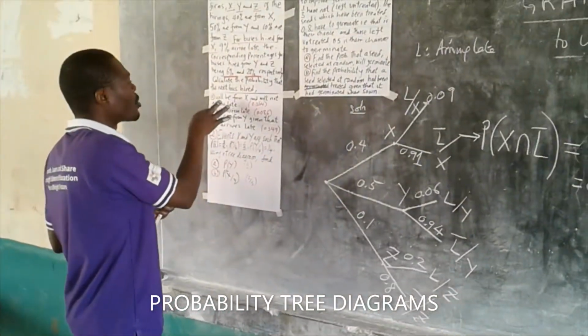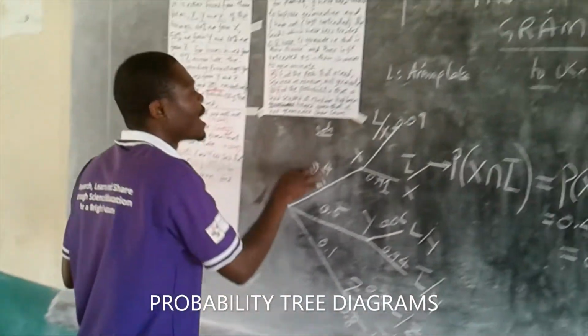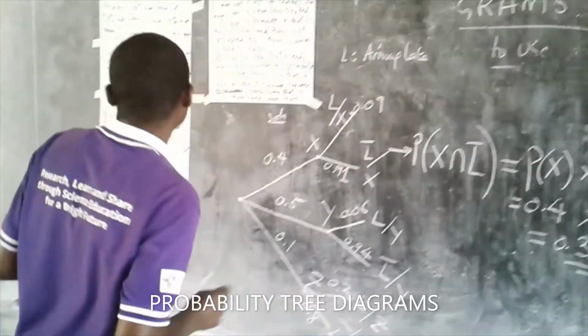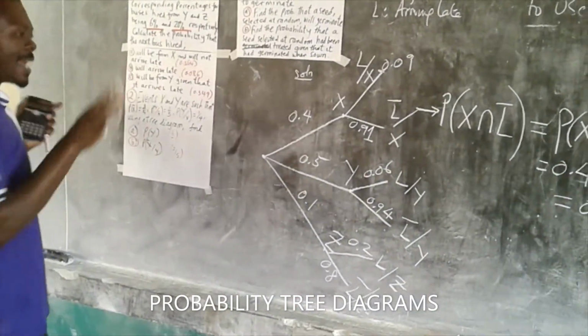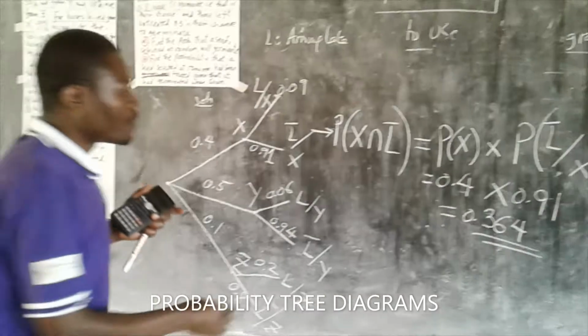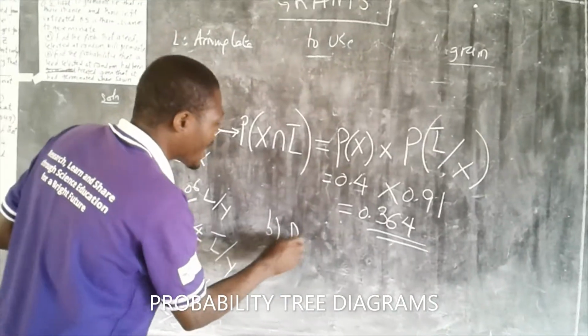If it was the probability that it will be from X and will arrive late, we would have followed this other branch, where the bus will arrive late. Now, the probability that it will arrive late.